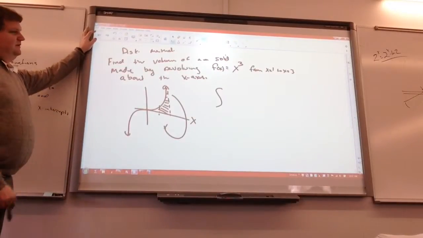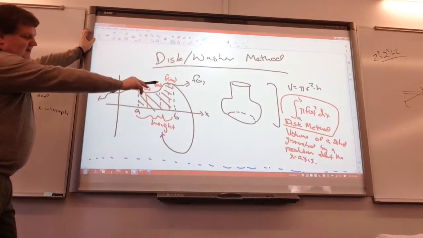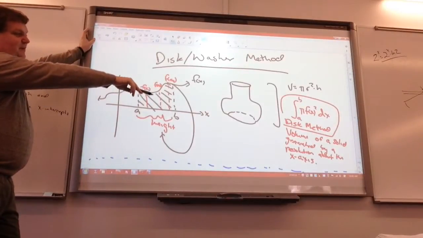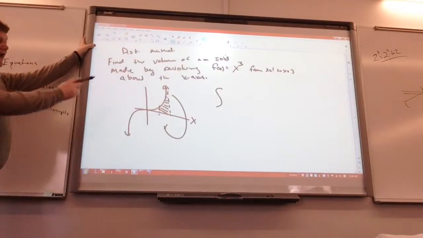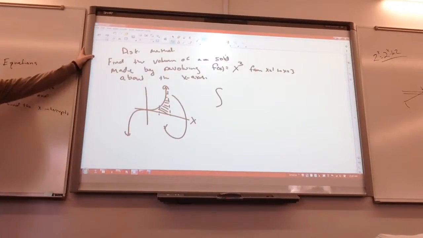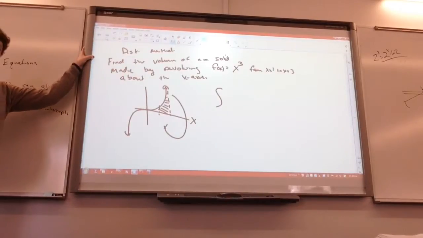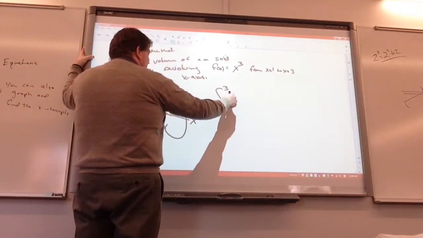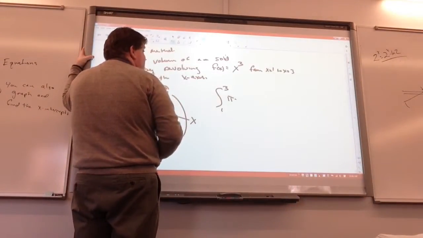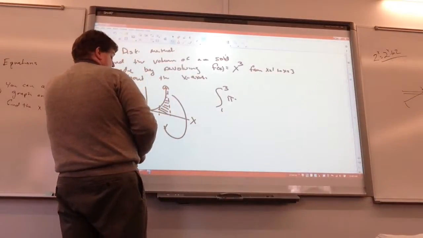So let's look at the disk method. It's the integral from a to b of pi times f of x squared dx. So f of x is x cubed. 1 to 3 is my limits. Okay, so how would I write this out? With the limits of 1 to 3, of pi, and it's f of x squared, right? So x to the 6th.